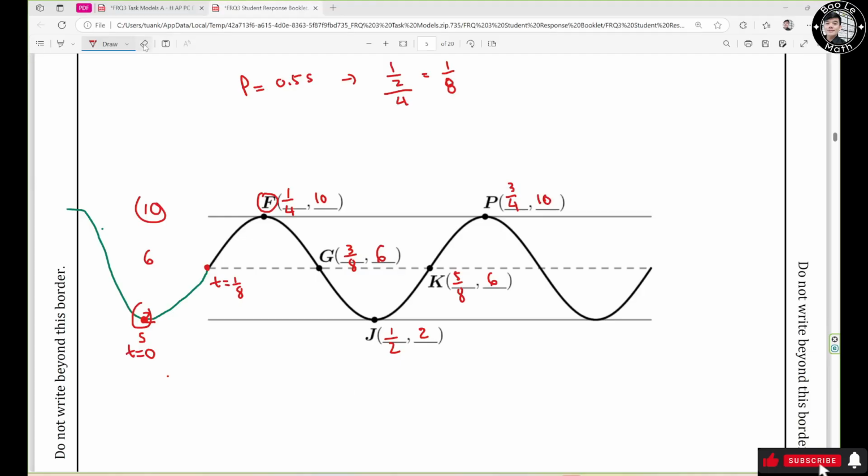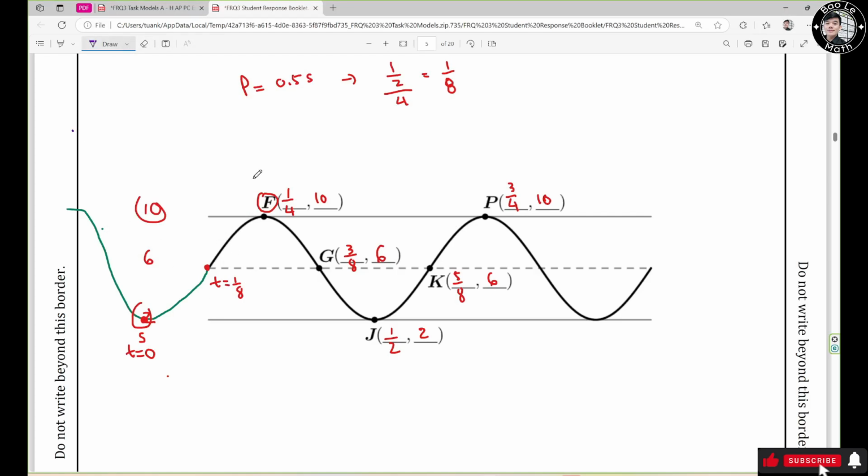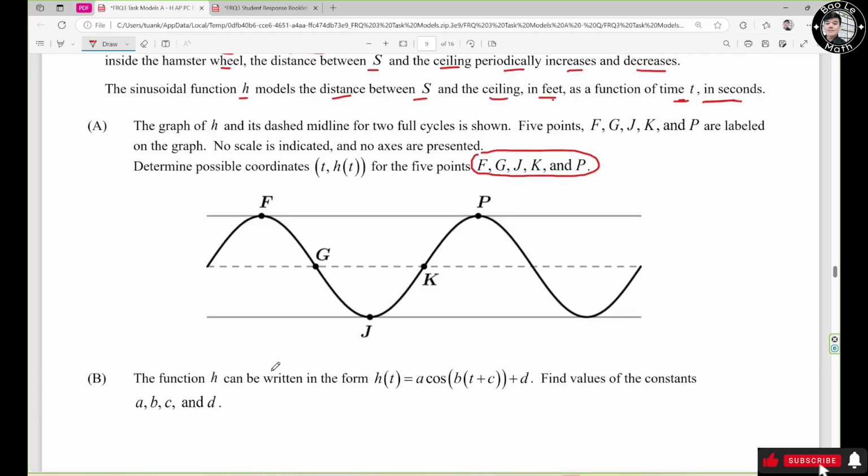Now, on the AP exam, you don't need to simplify this one. So you just keep adding 1/8 each time. So you just leave it like this. This is 1/8, this one is 2/8, this is 3/8, this is 4/8, this is 5/8, this one 6/8. You still get full credit. Now let's move on to the next question.